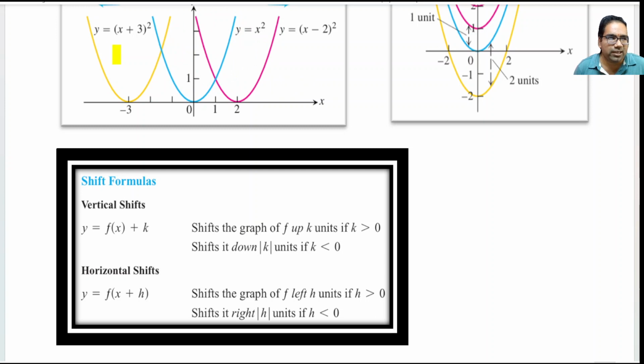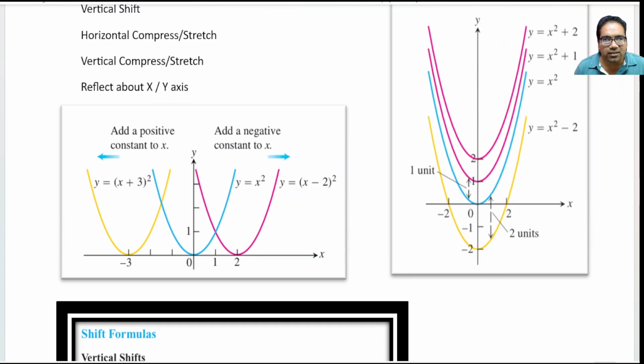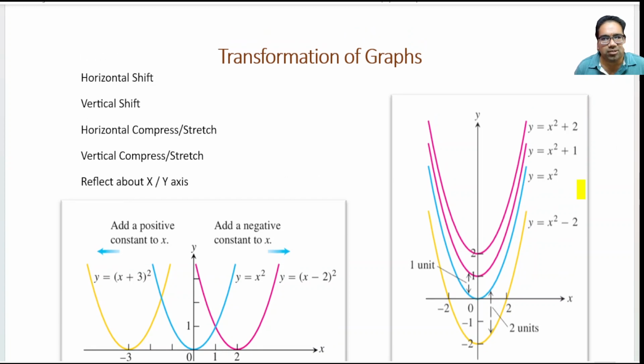If x is replaced by x plus something, then the shift is towards the left. And for the given equation, if we are adding or subtracting some constant, f of x plus constant, then if the constant is positive, it is a vertical shift upward. If the constant is negative, it is a downward shift. So we have covered what is horizontal shift and what is vertical shift.